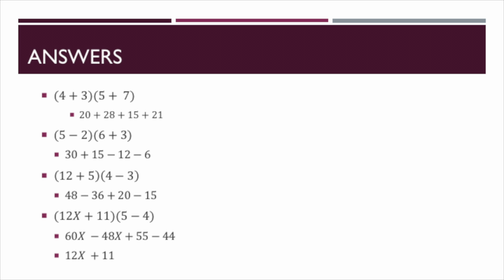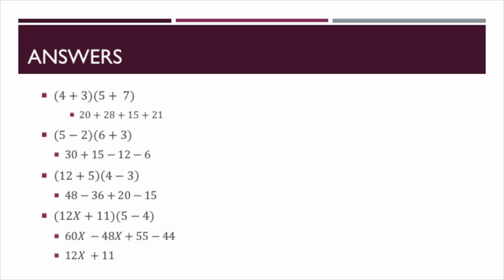Okay, let's go through some answers. The first one, 4 plus 3 times 5 plus 7. Well, we've got 4 times 5, the two first, that's 20, plus 4 times 7, the first one times the second one, plus 3 times 5, 15, that's the third one, plus 7 times 3, 21. So we get 20 plus 28 plus 15 plus 21. Now, in the second one, we have 5 minus 2 times 6 plus 3. We have 5 times 6, which is 30, plus 5 times 3, which is 15, minus 2 times 6. Remember, it's negative 2, so it's minus 12. And we have minus 6, negative 2 times 3, so negative 6.